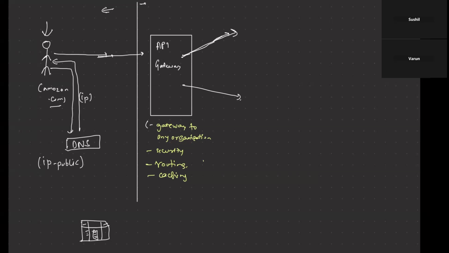So the API gateway's role is this one. Routing was the major one, and there are various popular API gateways. You might have heard about Eureka servers, or routing within AWS. I'm not sure.